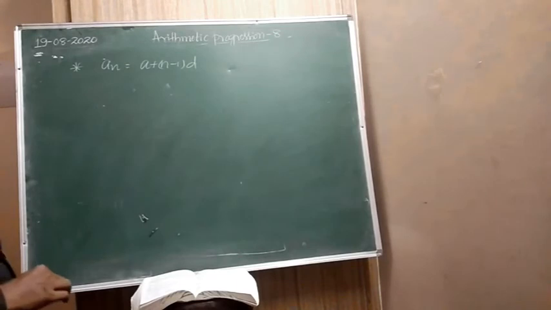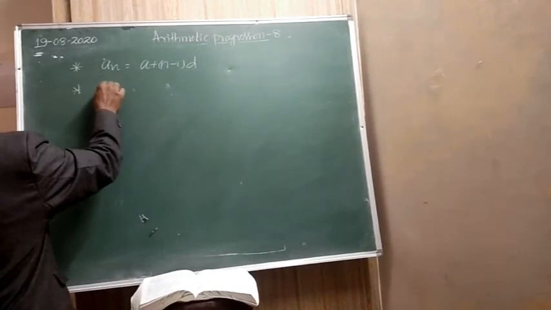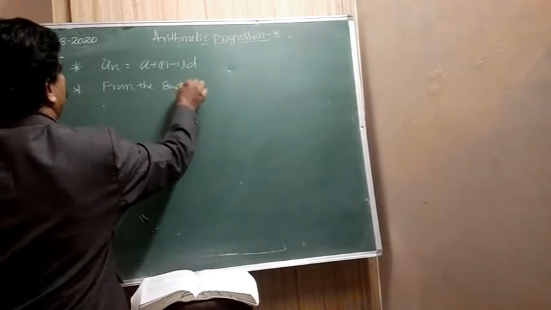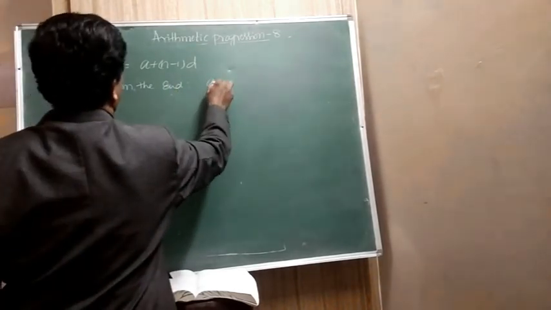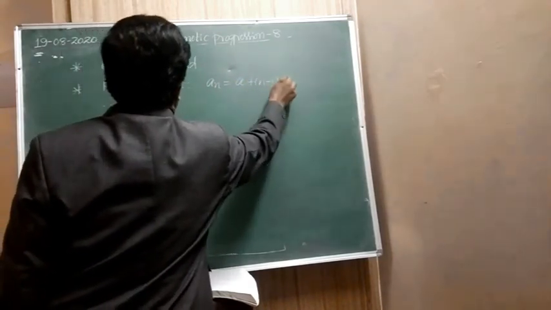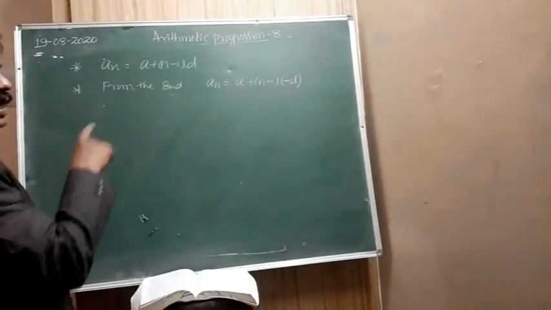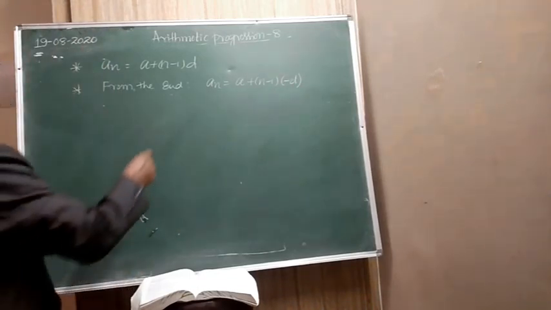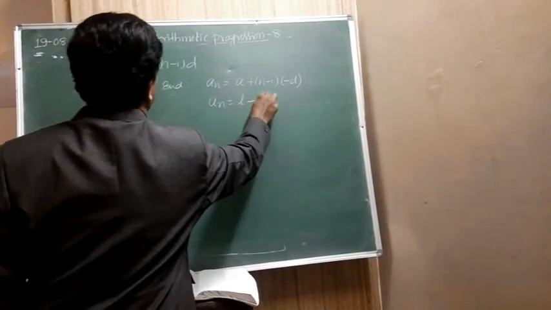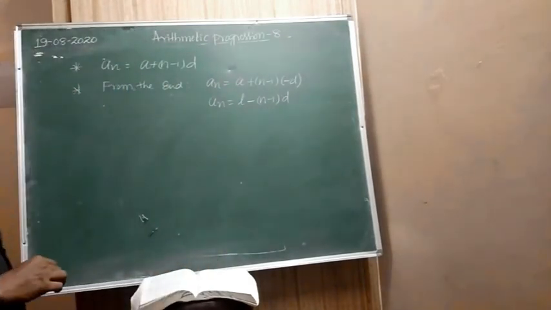This is for finding the number of terms. Then from the end, what can you write? If you are using the same formula, then here it is A plus n minus 1, instead of D you can write minus D. But here A, you should take as the last term. Or if you are using AN from the last, it is equal to L minus n minus 1 into plus D only. Plus D only.